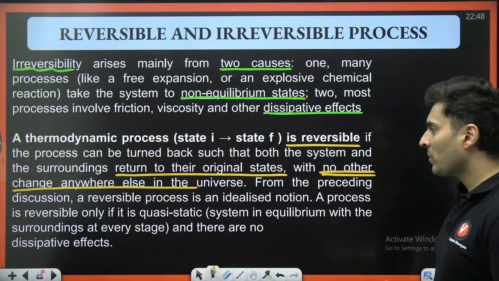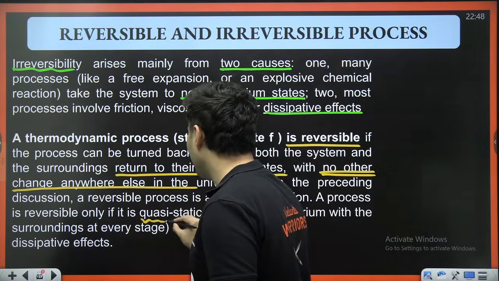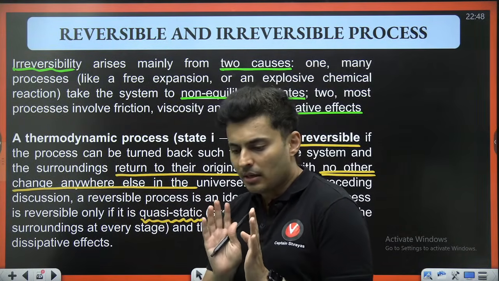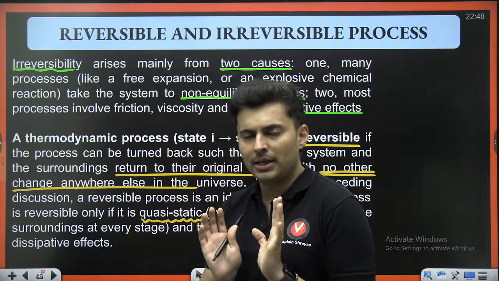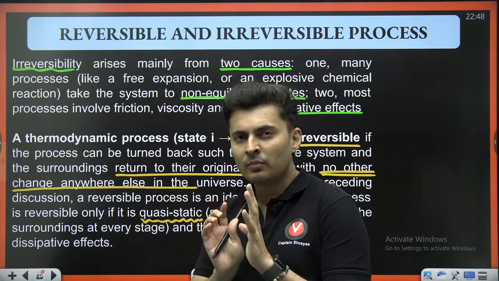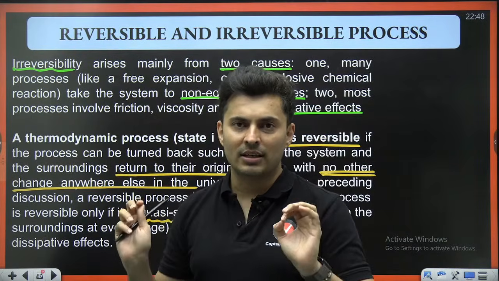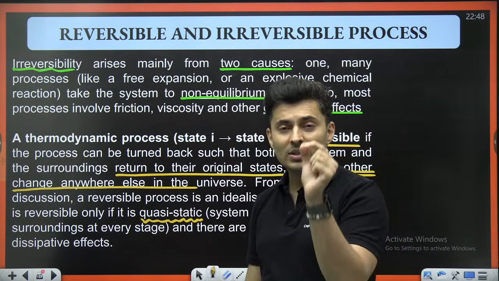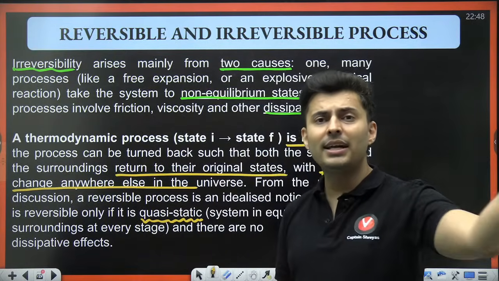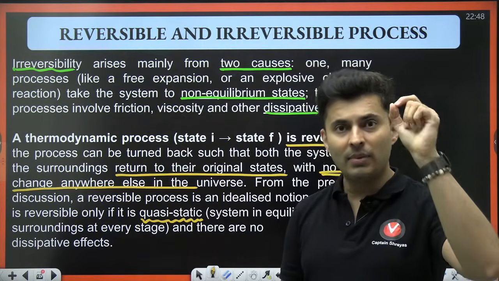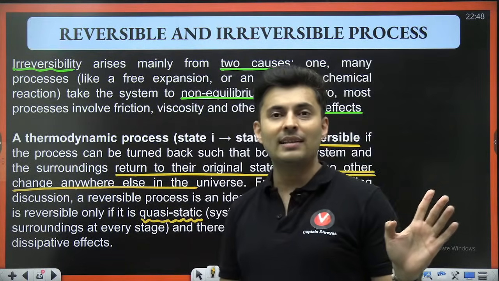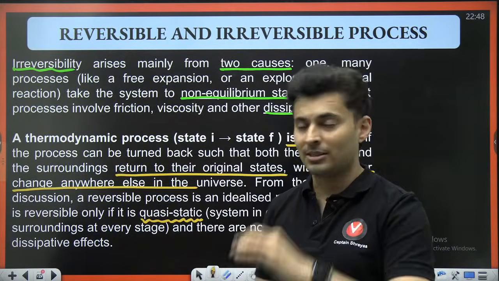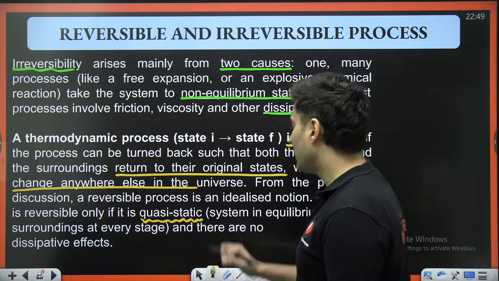This can happen if it is quasi-static in nature. That means extremely slow. You push a little bit, something happens and you adjust yourself. Then you push a little bit and you adjust yourself. It will take infinite time to do that process. Quasi is almost, static is stationary. Very, very small increments you do and you come back, then it is reversible. But nobody has the time to do a quasi-static process. That's why all the processes around us are irreversible in nature. Is that very clear?